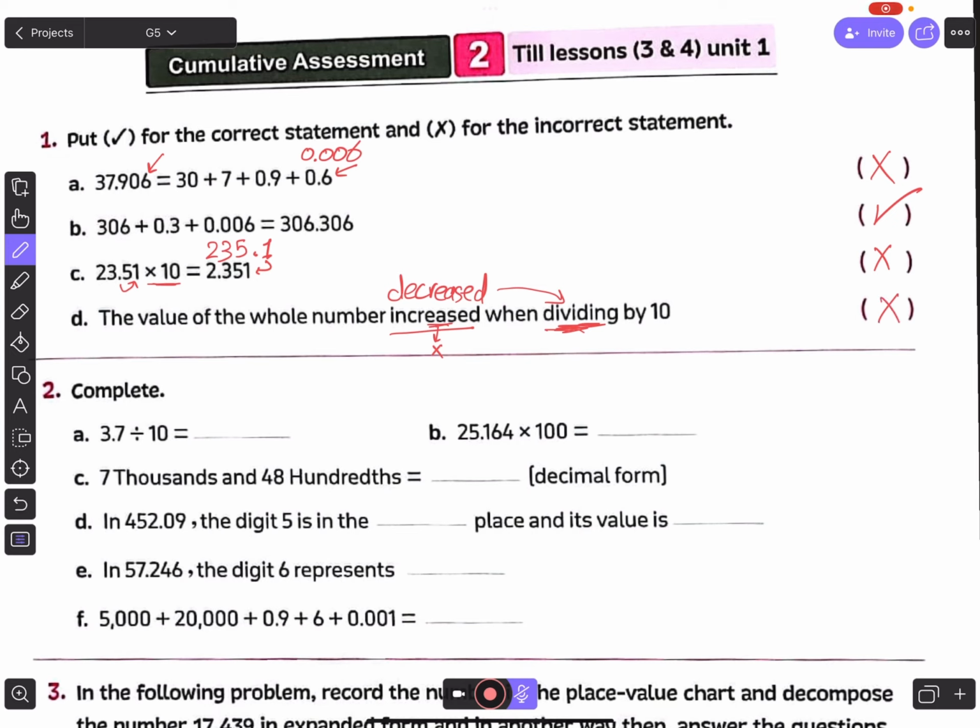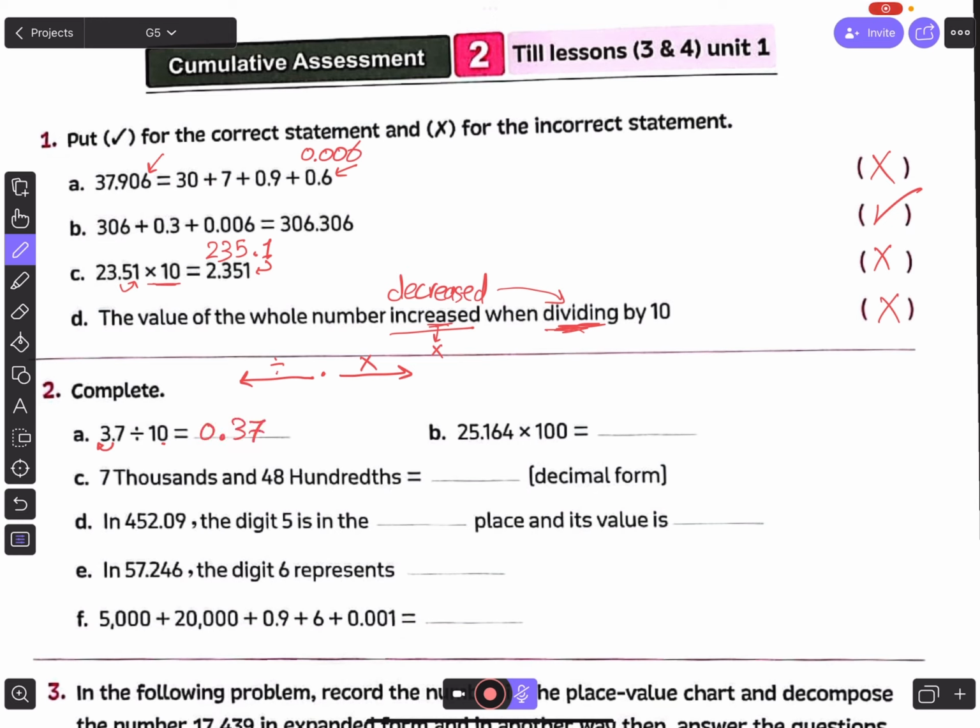Complete. 3.7 divided by 10 equals. We said that the decimal point will move to the right when we multiply and it will move to the left when we divide. Here we are gonna divide by 10. 3.7 divided by 10, that means I will move the decimal point to the left only one digit.